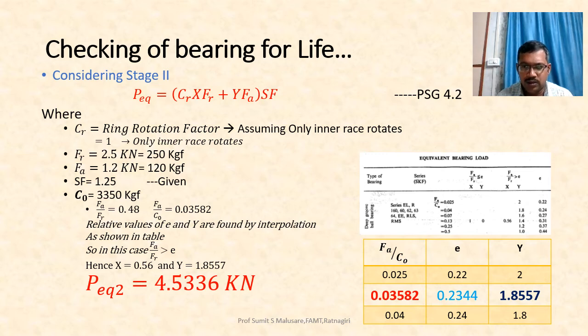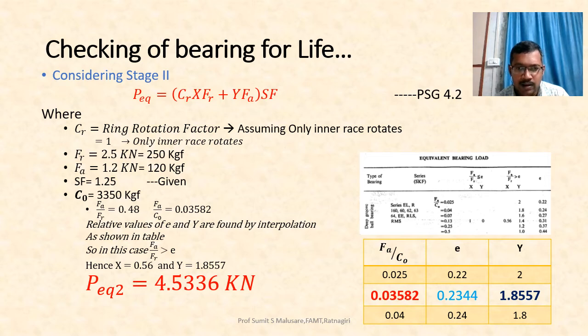FA by C0 is in between 0.025 and 0.04. Then I have the corresponding values of E as 0.22 and 0.24, and the corresponding values of Y are 2 and 1.8. Then I go for the interpolation. I will get the corresponding value of E equal to 0.2344, which is lesser than FA by FR.